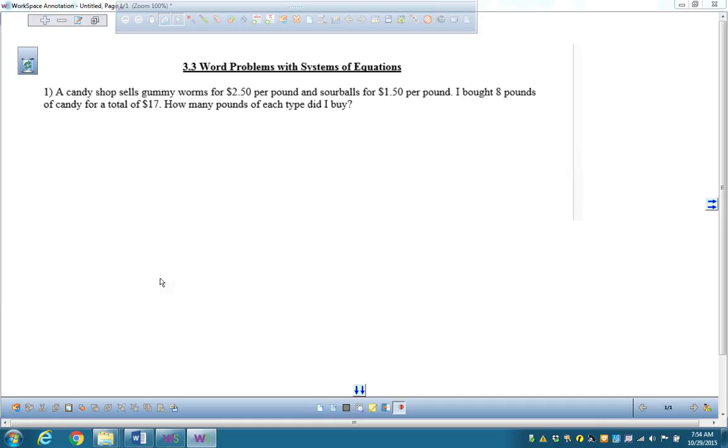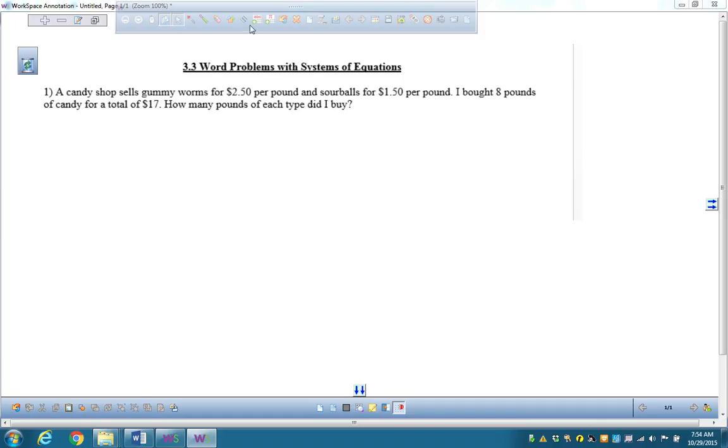So word problems, the important thing is that you set up a variable. If you read the problems, see what they're asking, you set up a variable, and then you set up an equation, and then you solve the equation, and then you check, you answer the original problem.